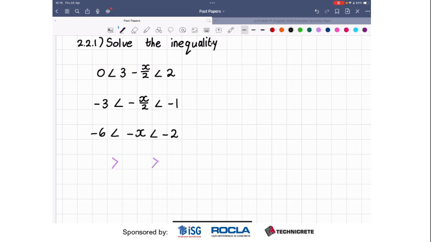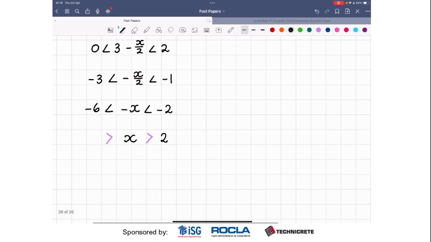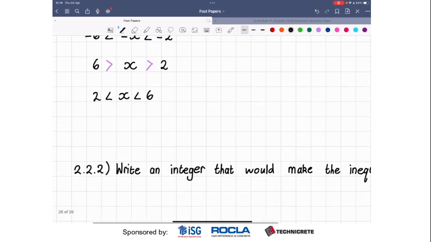The x in the middle was multiplied by minus 1, so now it's a positive x. This minus 2 is multiplied by minus 1, so this is 2. And this negative 6 is multiplied by negative 1, so this is positive 6. And this is my final answer. I'm going to rewrite it so that the 2 is at the start. So this is my final answer, that x is a number between 2 and 6.